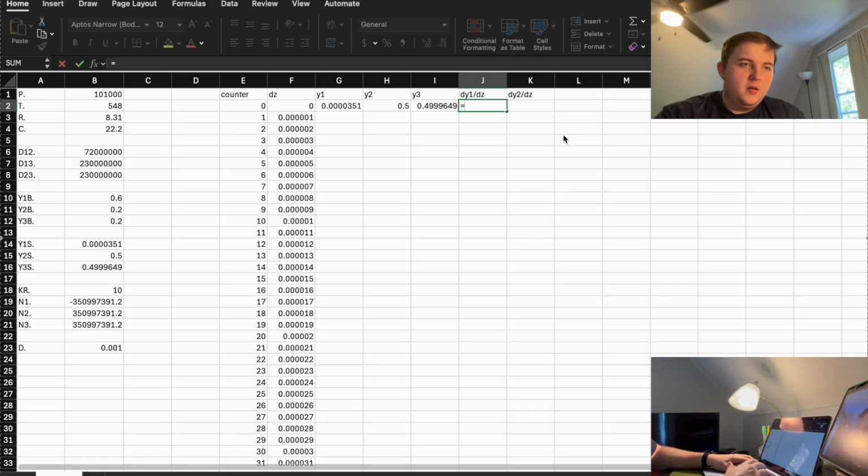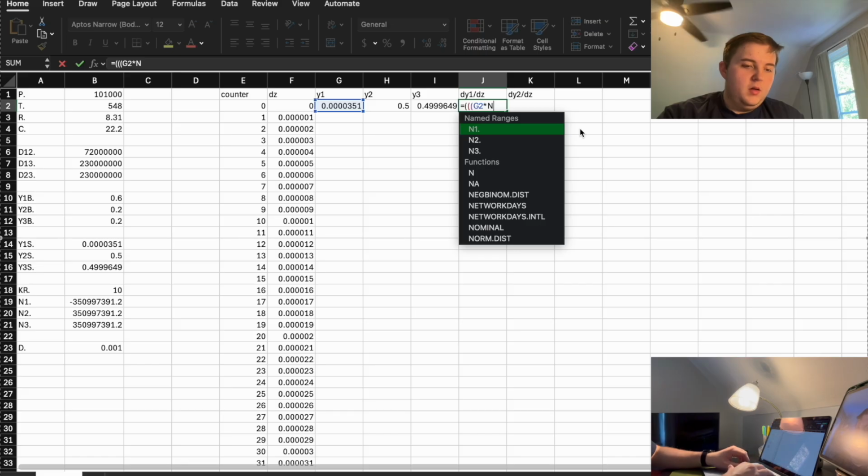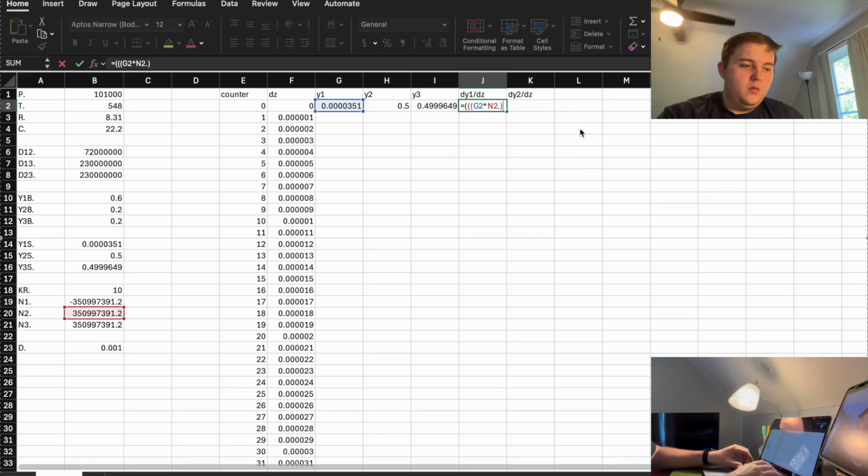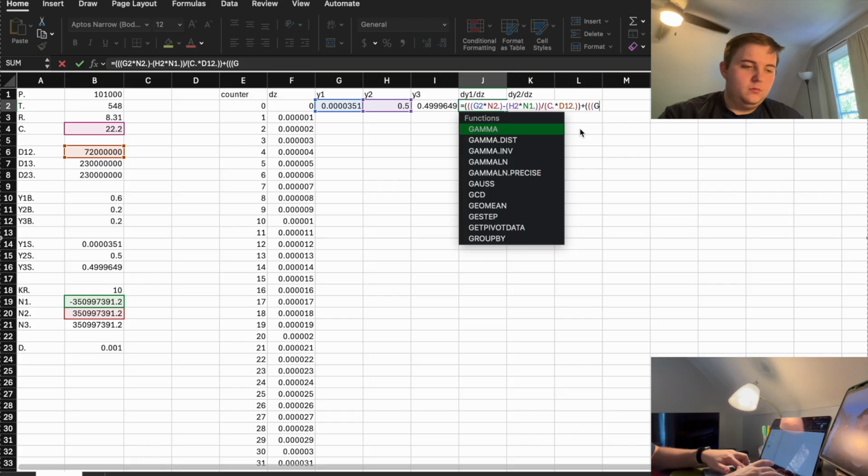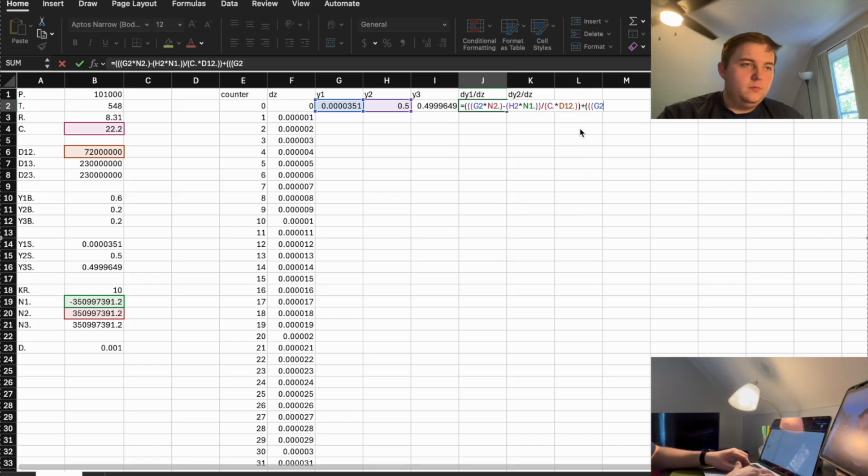So we're going to have our dy1 dz is equal to our d2, which is our y1 multiplied by our constant, minus our y2, and then multiplied by our concentration times our coefficient, and that's going to be added to our y1 again. Sorry, kind of zoned out for a second.